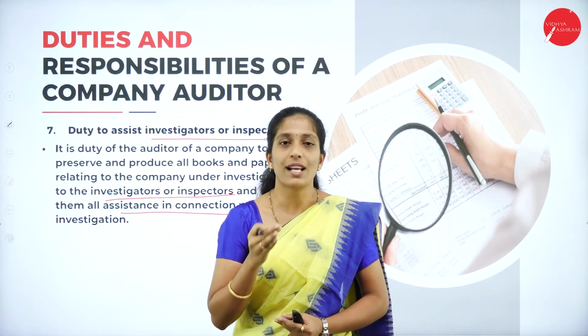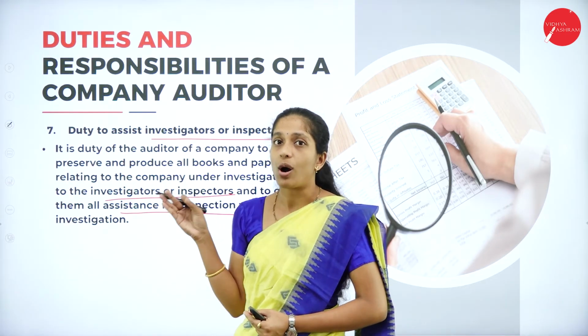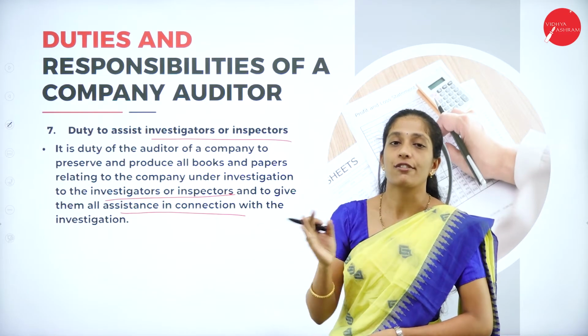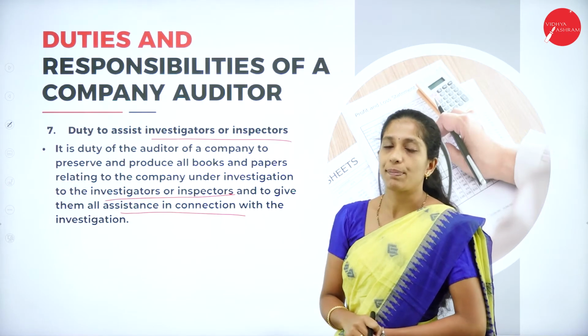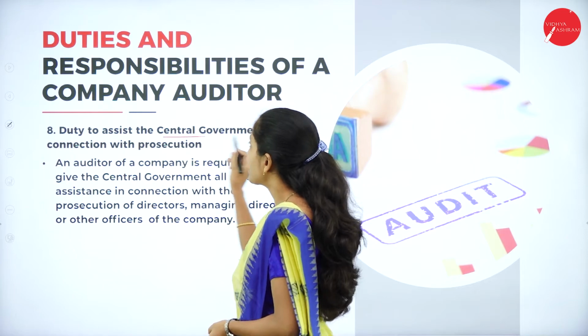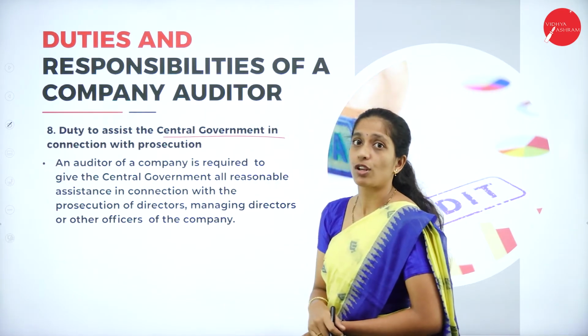In order to do the investigation successfully, the auditor should help the investigators, that is, in investigating the books of accounts or any other financial statements of the company. And the next one is the duty to assist the central government in connection with prosecution.